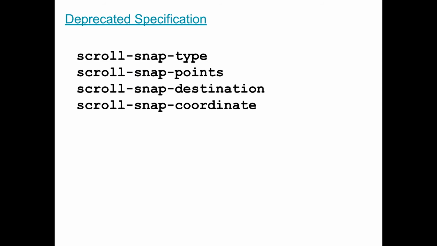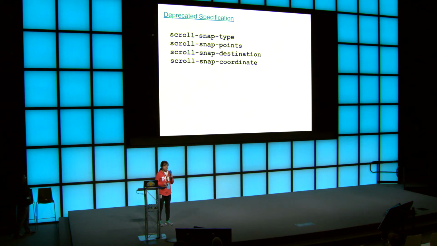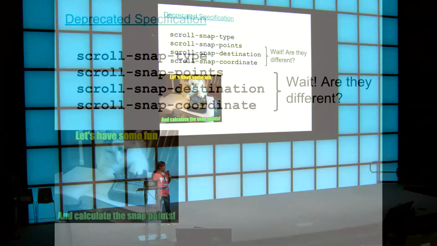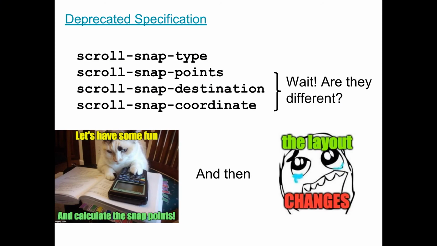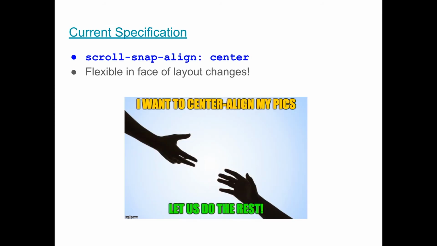Let's go over a brief history of the spec. There was a deprecated version, but why do we deprecate that version? If we take a closer look, we will realize that scroll snap points, scroll snap destination, and scroll snap coordinates sound like the same thing, but actually they're not. In addition to ambiguous naming, it also requires the developers to calculate the snap points themselves, and the calculation may become invalid if the layout changes. And that's why we need a new spec.